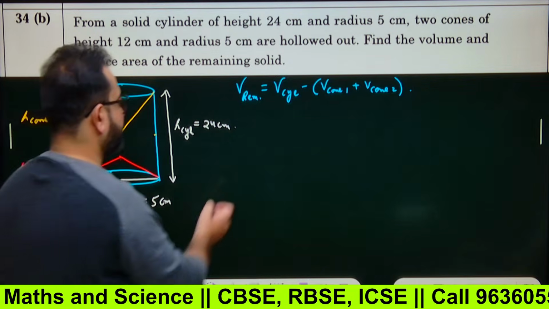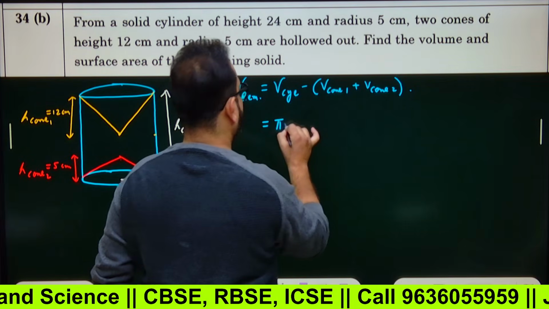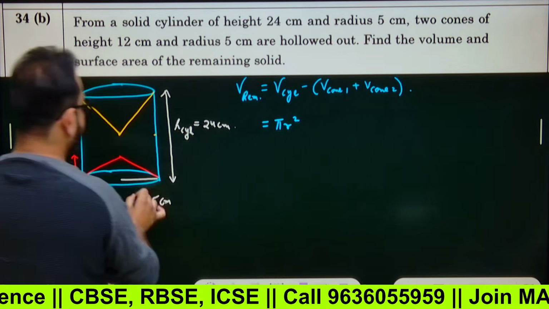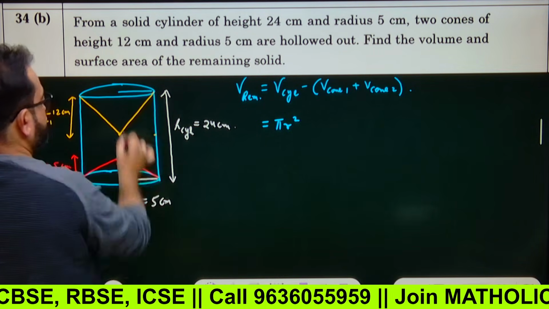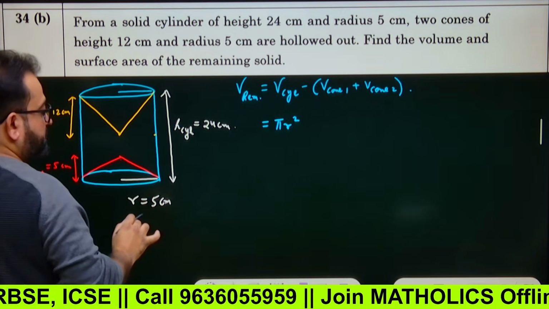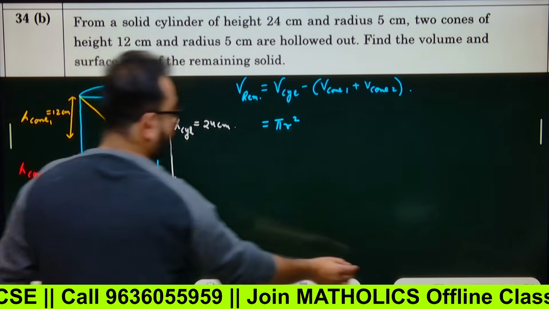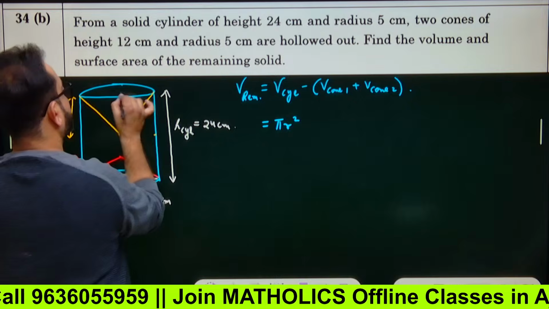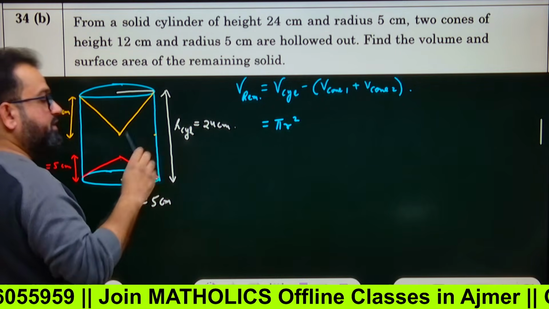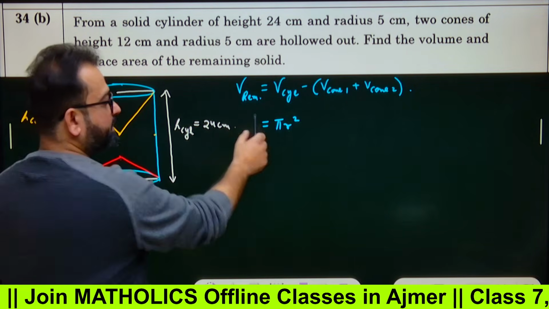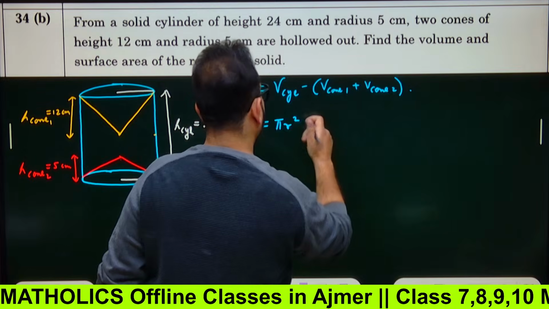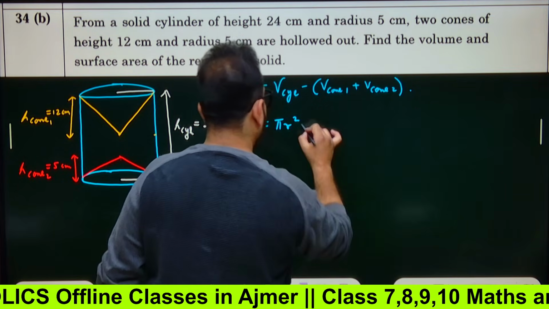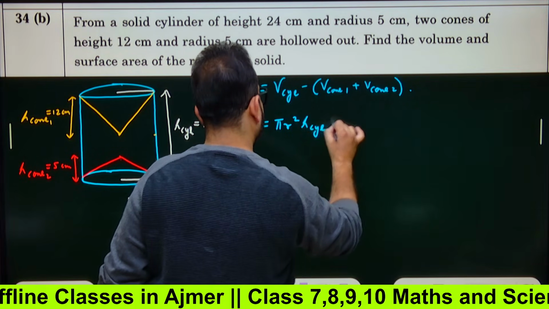So what is the volume of cylinder? Formula pi r square. Radius is same for all the solids. But what is different? Heights are different. So you can write pi r square into height of cylinder minus.